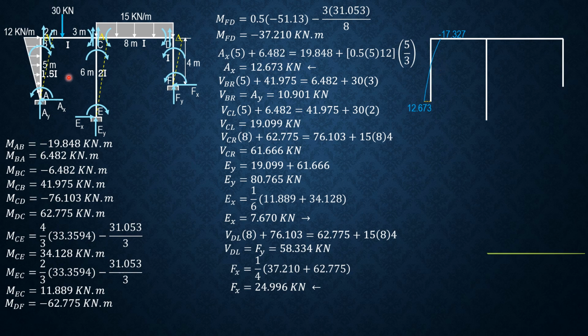Then shear B just to the right of B is 10.901. Then constant minus 30, so negative 19.099 constant. Then it must close there. Then shear at C just to the right is 61.666 minus 15 times 8. So we have negative 58.334. Shear at D just to the left.